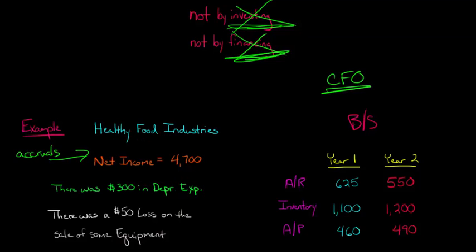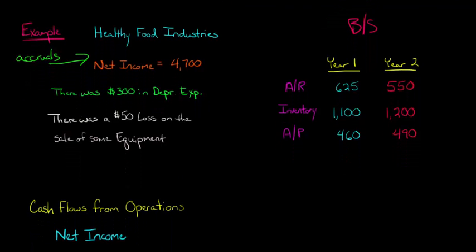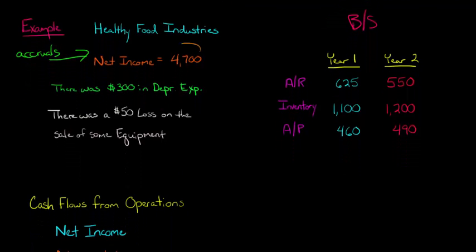So this might be a little confusing when I just talk about it abstractly. So let's jump down and let's think about how this would go. So remember, we're going to start out with net income. And our net income is that $4,700 that we talked about.